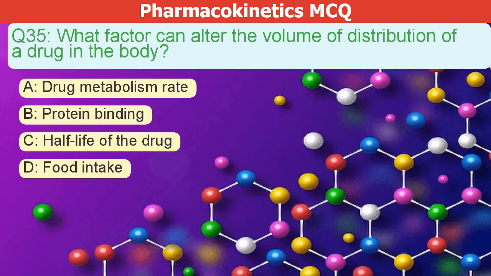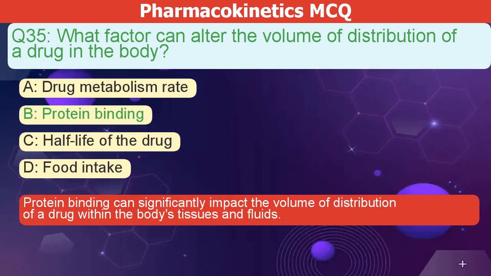What factor can alter the volume of distribution of a drug in the body? A. Drug metabolism rate. B. Protein binding. C. Half-life of the drug. D. Food intake. The correct answer is B. Protein binding can significantly impact the volume of distribution of a drug within the body's tissues and fluids.